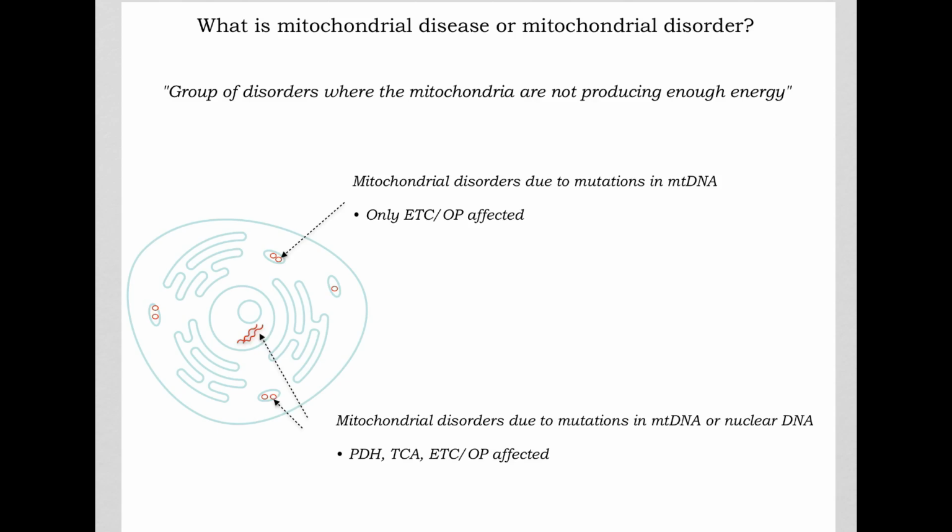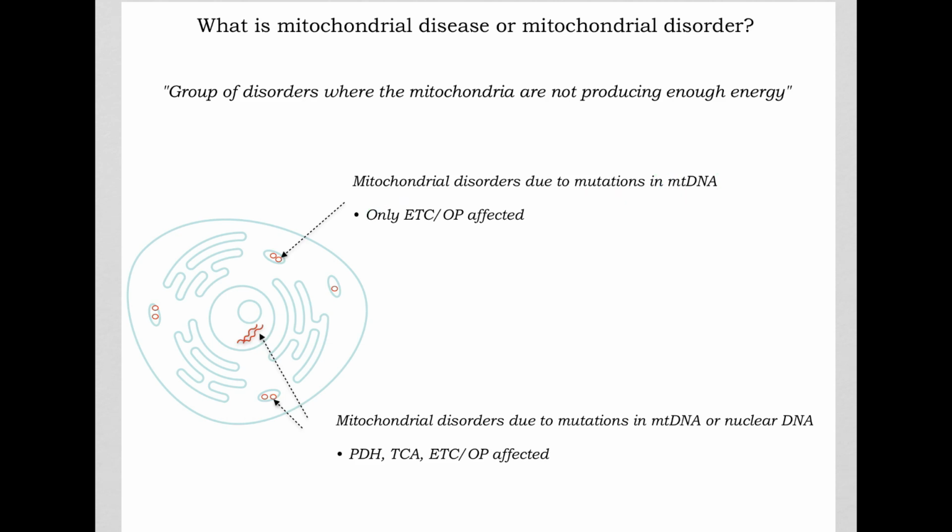So what is a mitochondrial disease or mitochondrial disorder? Basically, these are groups of disorders where the mitochondria is not producing enough energy. Sometimes you will see in literature that these mitochondrial disorders are due to mutations in mitochondrial DNA. So if we go by that definition, then since mitochondrial DNA only encodes for proteins of the ETCOP, in this case, we only look at defects at the ETCOP.